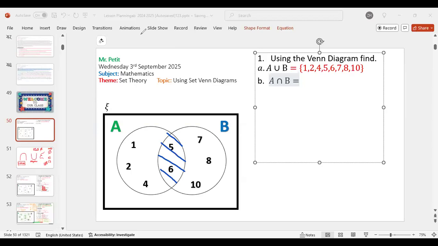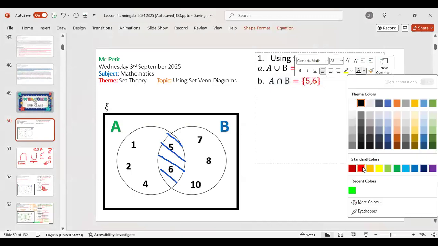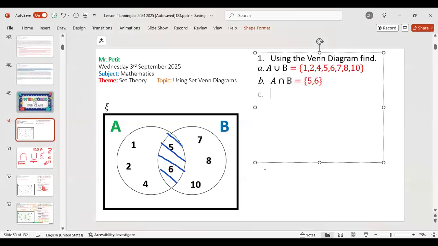So that means it goes in the intersection. Anyone can answer: what goes in the intersection? 5 and 6. So 5 and 6 is the intersection. Pretty simple. Sion, do you understand that? That's good. And Cordell, do you understand this? Yes, sir. That's good. So explain it to us.